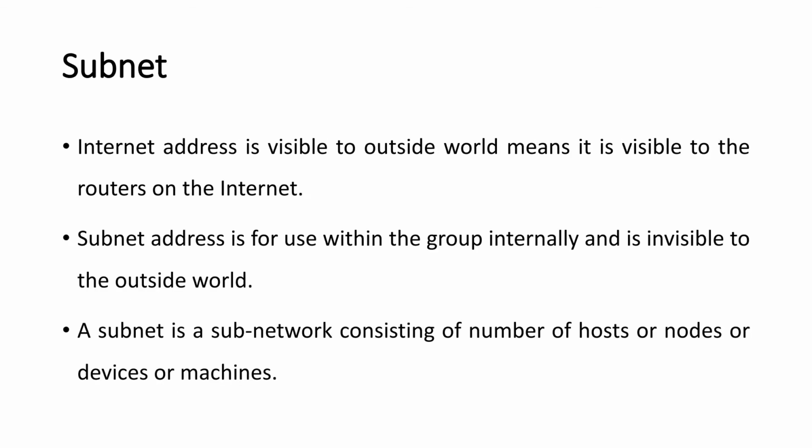So a subnet is a network consisting of a number of hosts or nodes or devices or machines. Here the internet address is visible to the outside world, which means it is visible to the routers on the internet. The subnet address is for use within the group and internally, and it is invisible to the outside world.